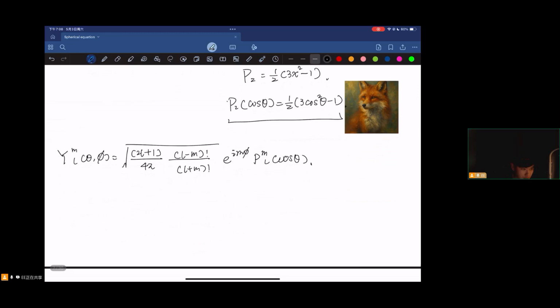And now we finish the part for Y, and we still have R, but that's the whole part of today's video. So the wave function Φ equals R times Y, and now we have Y, and R will be in the next video.